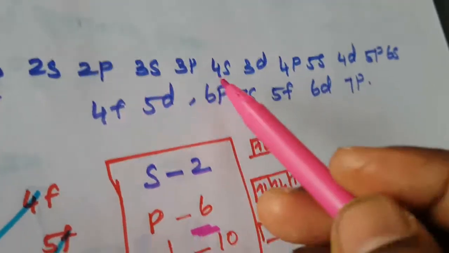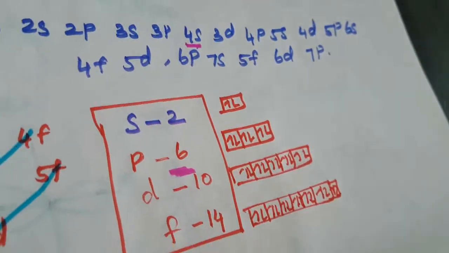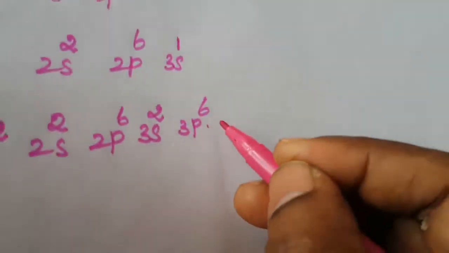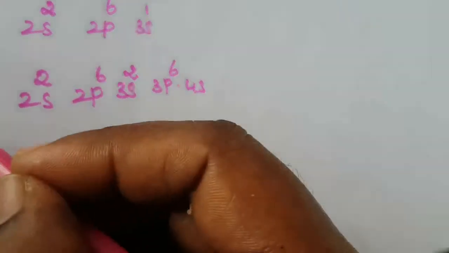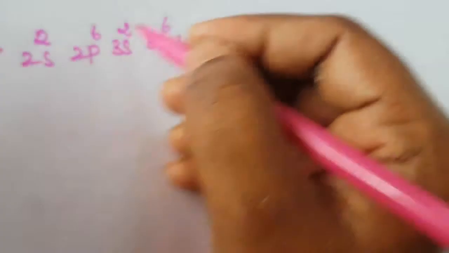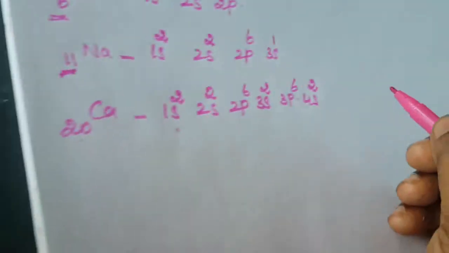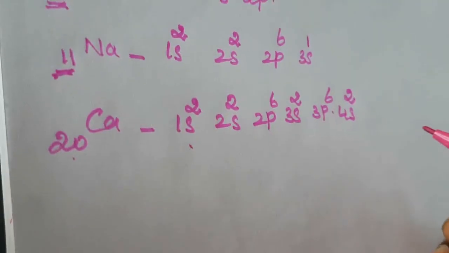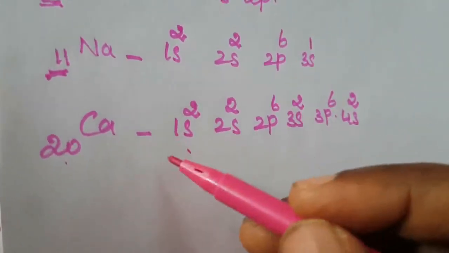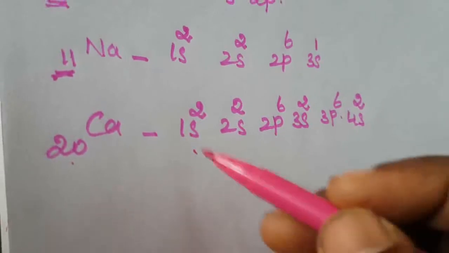After 3p, what is the next orbital? The next one is the 4s orbital. Then you write the 4s orbital. How many electrons in the 4s orbital? Maximum 2 electrons. So that is 2 electrons. This is the electronic configuration of calcium. I hope you all understand that. You can write it on your own.